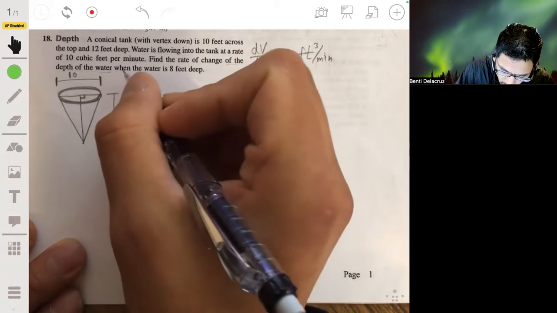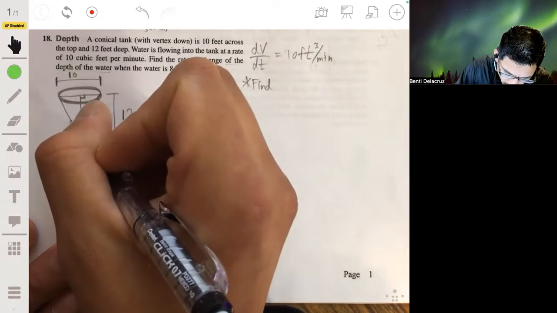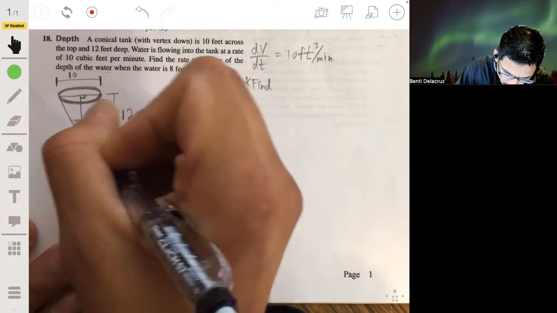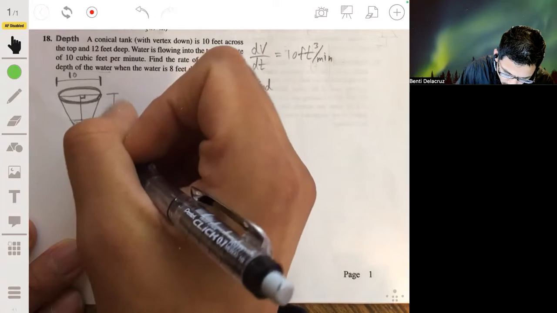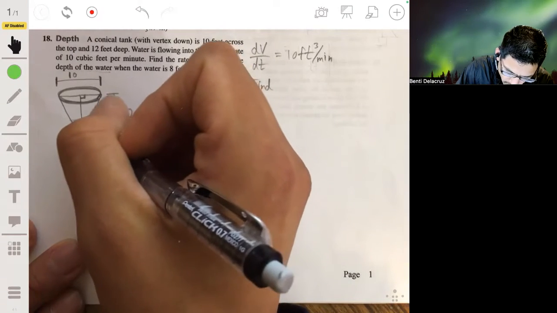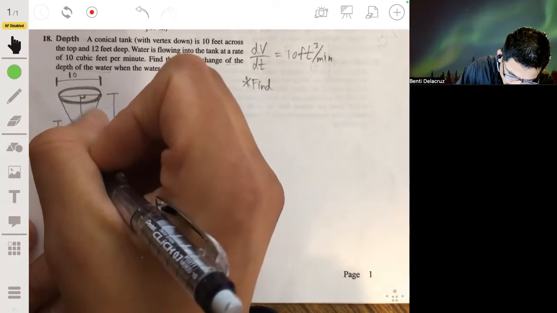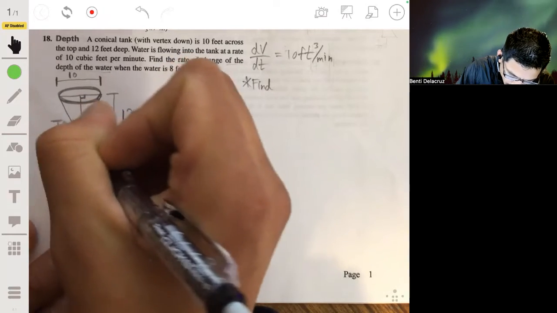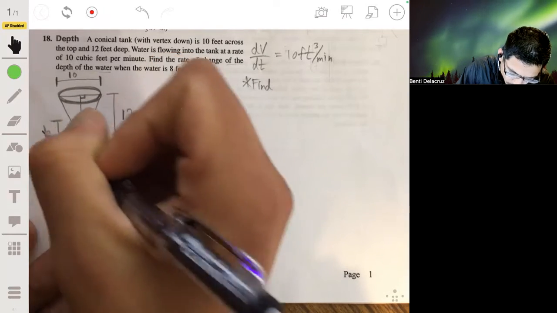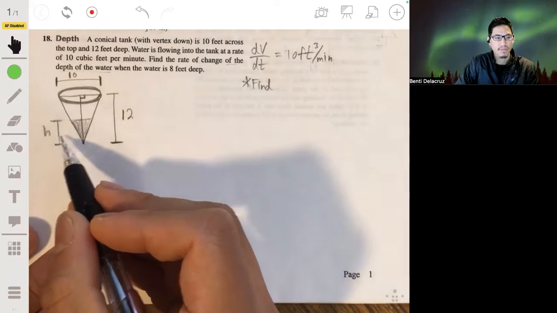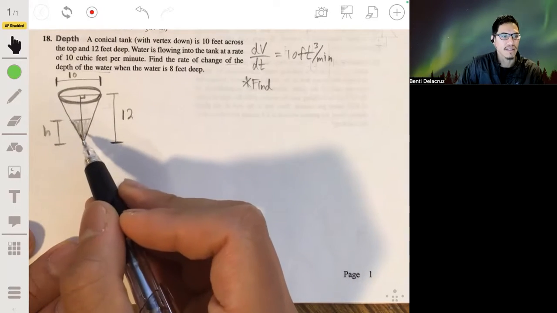The depth of water. So let's assume the water is flowing up somewhere in here. So let's shade that in. The depth of water measured from the bottom upwards, we're going to have that be some height. We're going to have h represent the height of the depth of water.